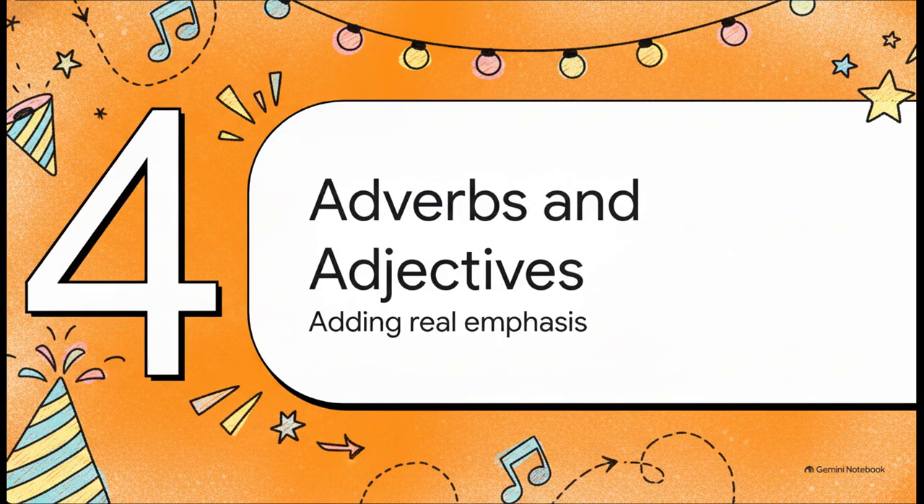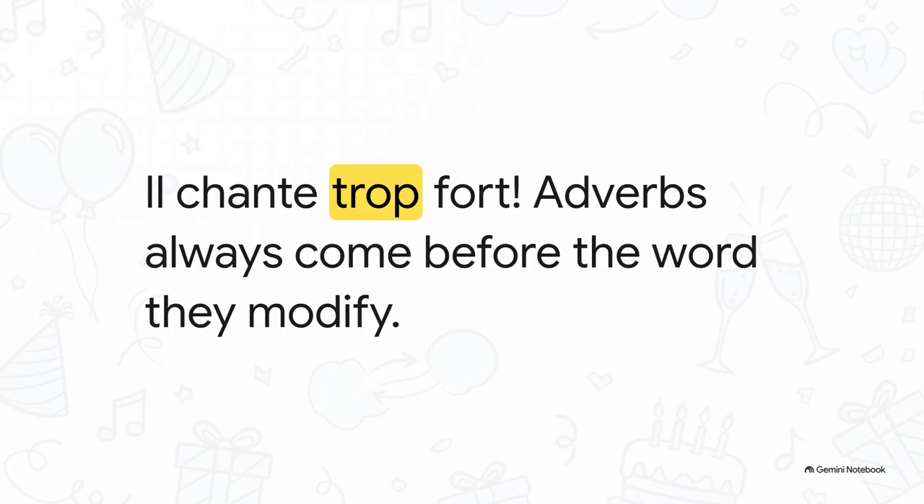And finally, Section 4, adverbs and adjectives. This is where we talk about adding real emphasis to your sentences. Now that we know how to connect our words smoothly, how do we actually add some punch to what we're saying? Take a look at this. Il chante trop fort. He sings too loudly. The adverb here is trop, meaning too or too much. Notice how it comes immediately before the word it's modifying, which is fort.